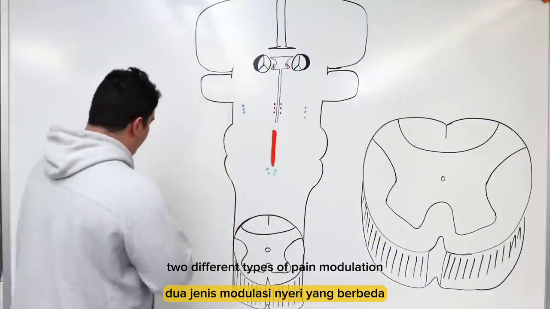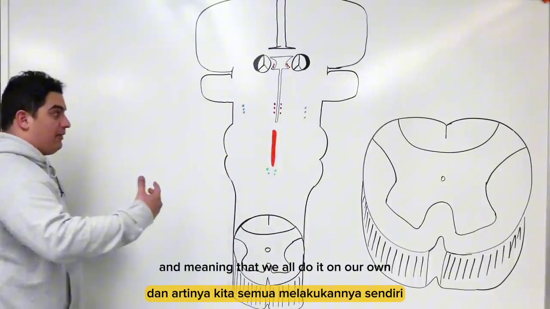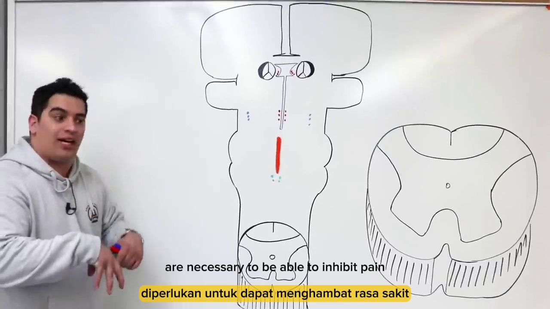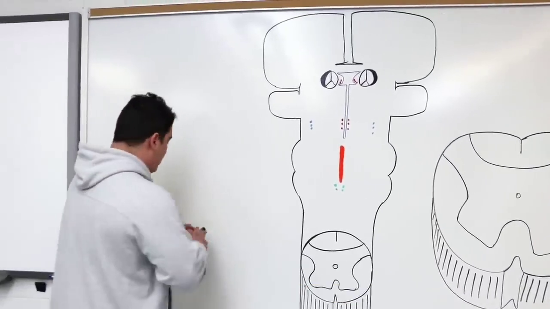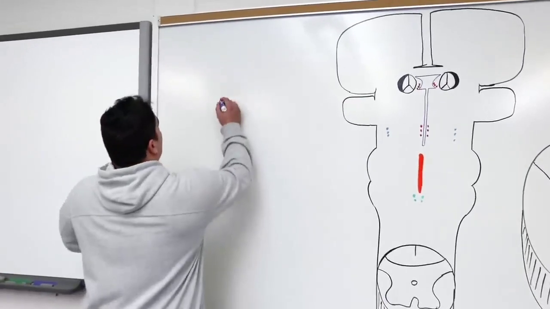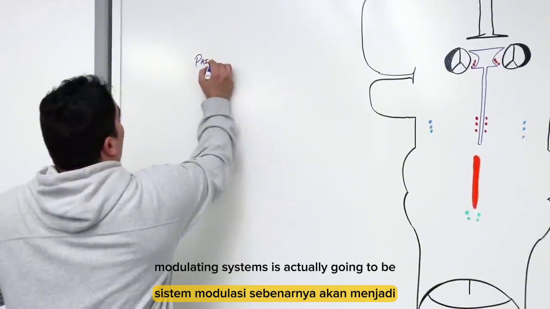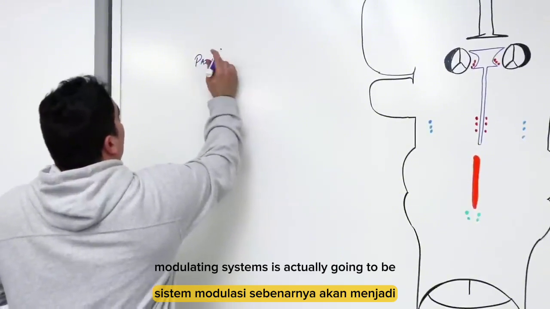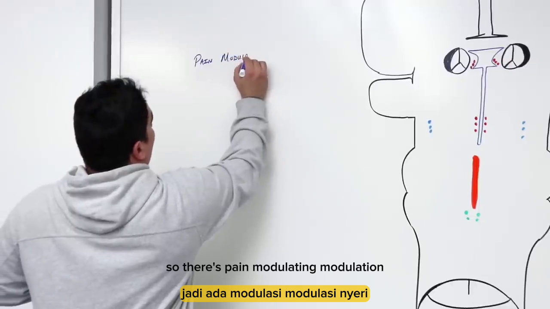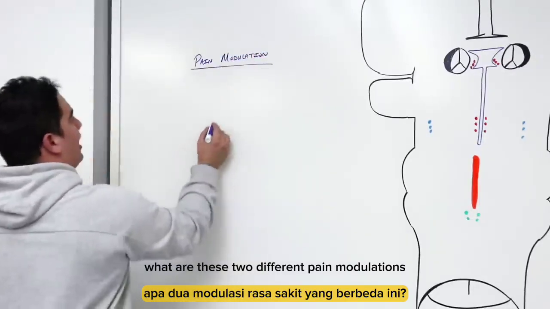We're going to talk about two different types of pain modulation. And they're all endogenous, meaning that we all do it on our own, inside of our body. We make the chemicals that are necessary to be able to inhibit pain. So what are these two analgesic systems? The two analgesic systems, or the pain modulating systems, are actually going to be regulated at two different levels.